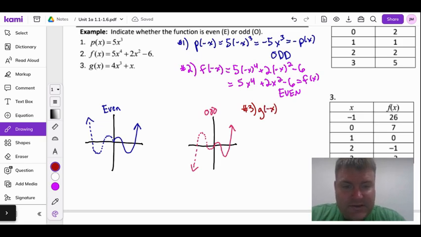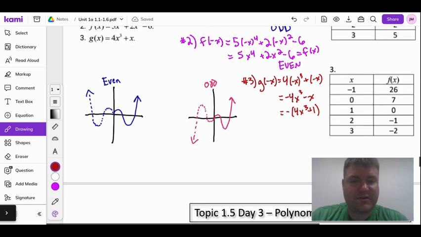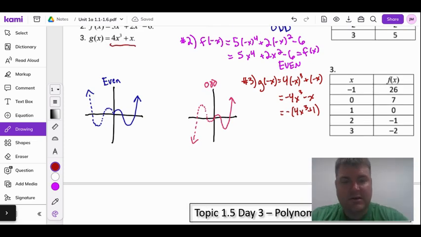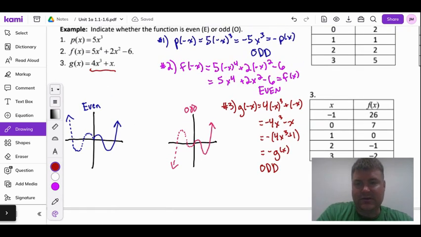So we plug in a negative x into g here. We're going to get 4 negative x cubed plus negative x. That negative x being cubed is going to pull that negative out in front. And I can actually factor out a negative right in front of that so that I can match my original function of g. If you look, this does match, just with a negative out in front. So we can say that this is an odd function.